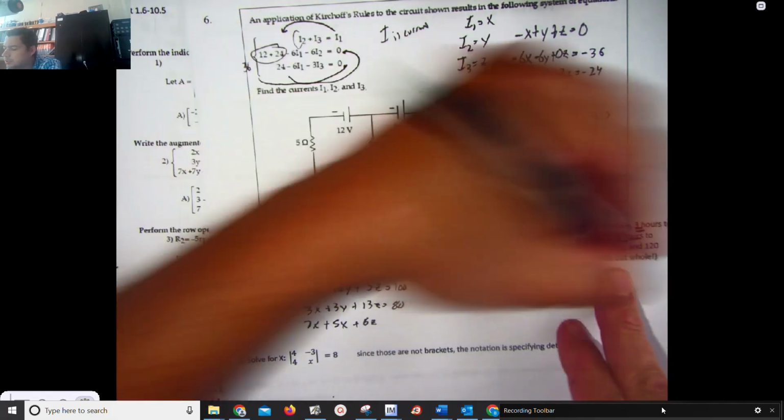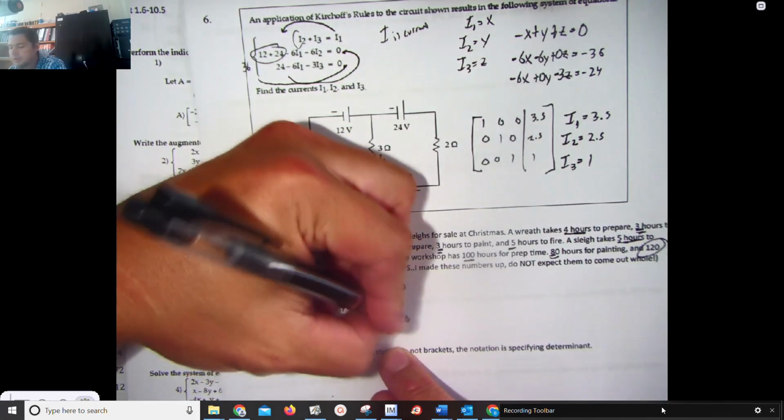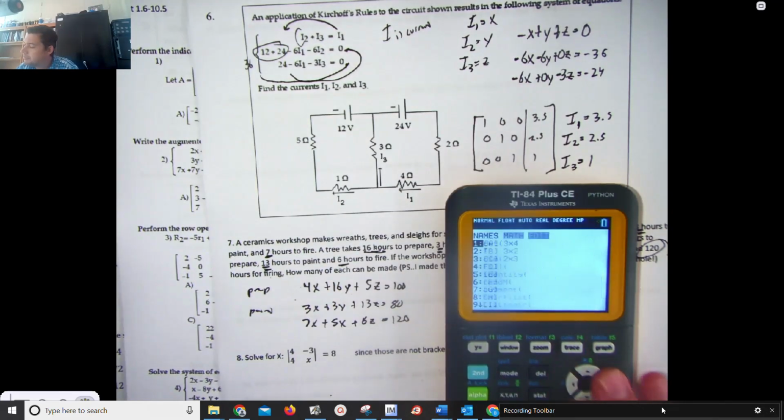And 120 hours are dedicated to firing. So there's my equations. Back to matrices.